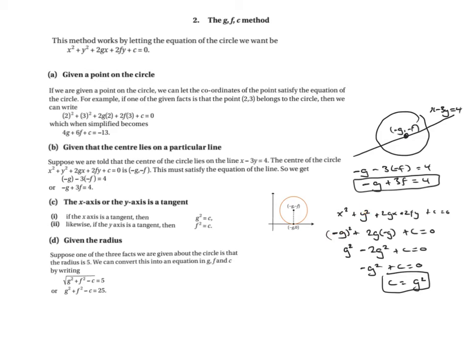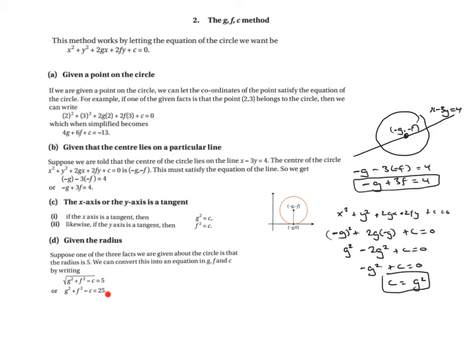The last one here, guys, is given the radius. Suppose we're given the radius. Well, we know that the square root of g squared plus f squared minus c is equal to the radius. So we can just square everything, and that'll get rid of the square root, and we'll end up with something on the right hand side. For example, if the radius is 5, we can write the square root of g squared plus f squared minus c is equal to 5, square both sides, and we end up with g squared plus f squared minus c is equal to 25. Notice again that this is of the form g, f and c.